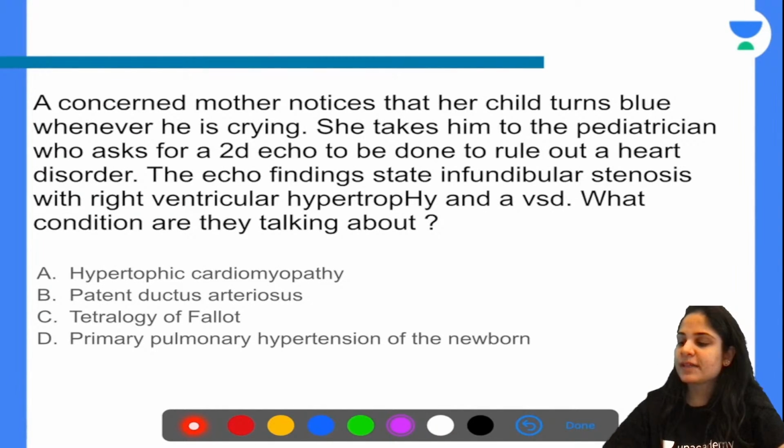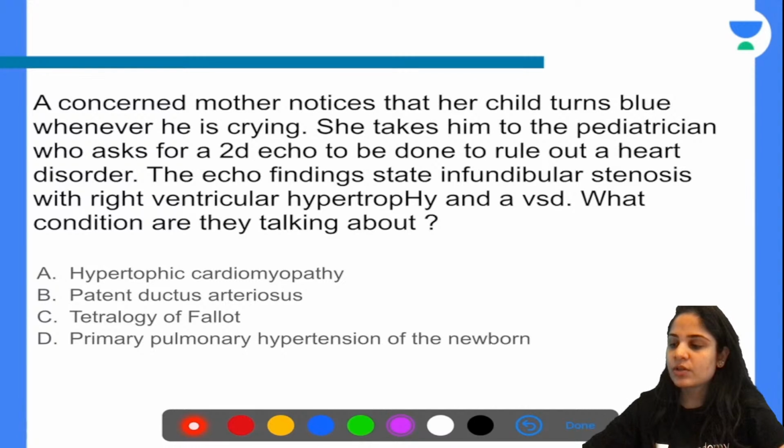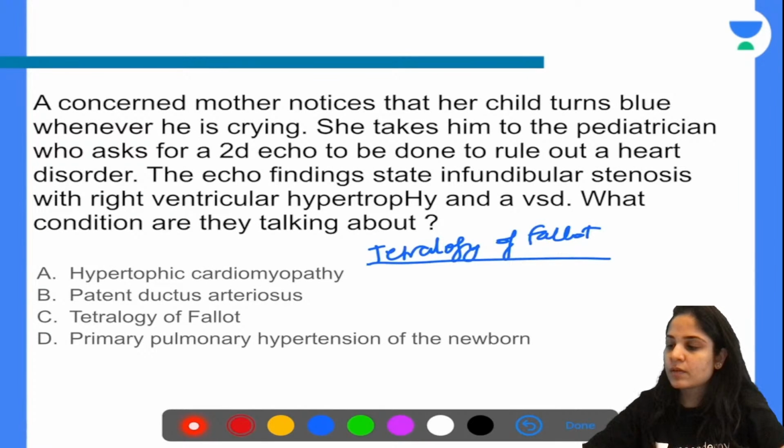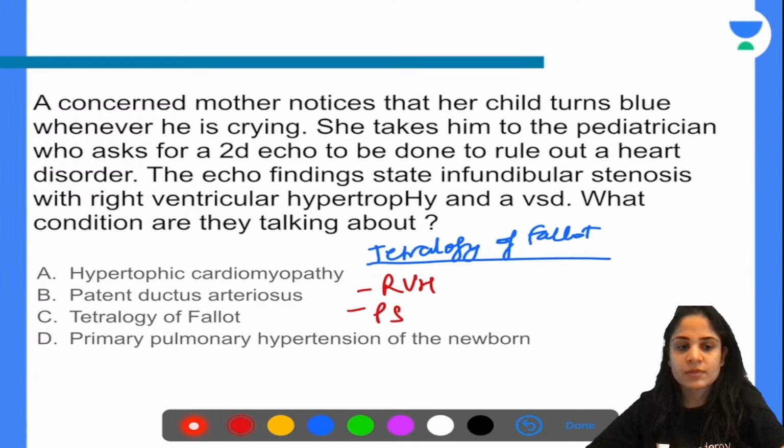Excellent. So all of you all know TOF very well. Okay. So if you all know TOF very well, tell me what is the part of tetralogy of Fallot? What are the four things that are present in tetralogy of Fallot? Please tell me. What all is present in tetralogy of Fallot? Morphologically, you have right ventricular hypertrophy. Then you have pulmonic stenosis, pulmonary artery hypertension because of the pulmonic stenosis. Then next you have overriding of the aorta, and you have a ventricular septal defect.